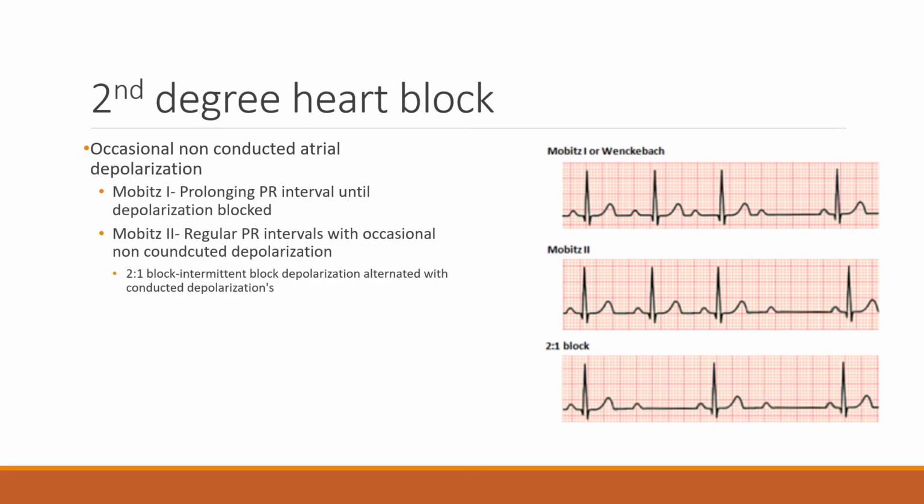Second-degree heart block is characterized into two types. We have Mobitz 1, or Wenckebach, and then Mobitz 2. Mobitz 1 is when you have a prolonging PR interval until eventually the depolarization of the ventricles never occurs. So here's Mobitz 1. Our PR is normal, our PR prolongs even further, and then we have a non-conducted beat, and we restart. This is pretty characteristic of certain types of myocardial infarctions.